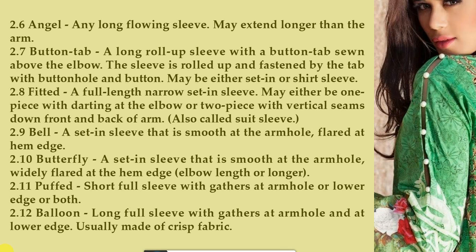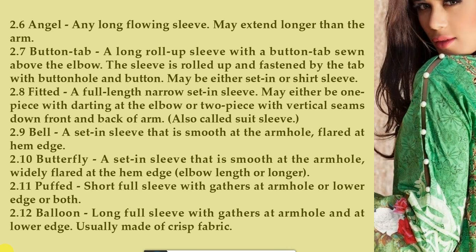2.8 Fitted. A full-length narrow set-in sleeve. May either be one piece with darting at the elbow or two piece with vertical seams down front and back of arm. Also called suit sleeve. 2.9 Bell. A set-in sleeve that is smooth at the armhole, flared at hem edge.